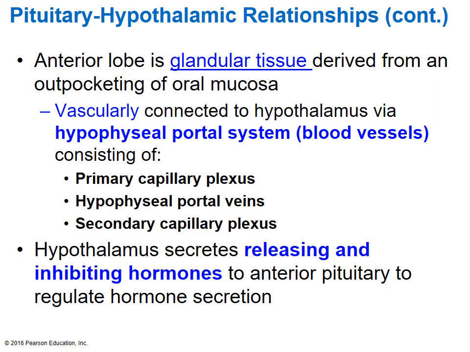Now, what's happening over at the anterior side? Well, the anterior pituitary gland is composed of glandular tissue. And what that means is that it is not neuron-based. So there's no neurons, no glial cells in there.